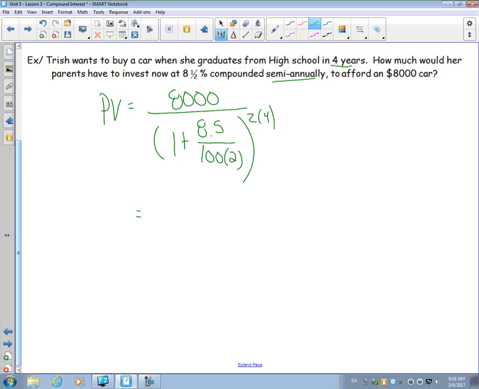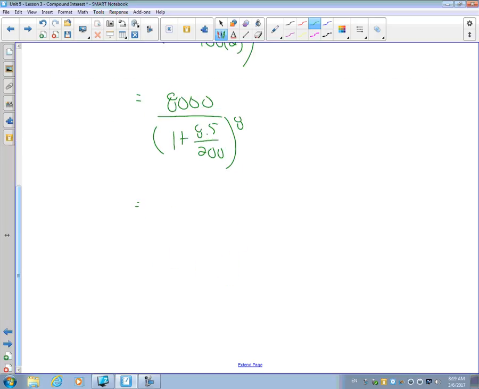Again, I'd probably simplify this, put in my calculator. So 8,000 over 1 plus 8.5 over 200 to the 8. Put it all in your calculator and you should end up with 5769.34. She's going to accumulate over $2,000 in interest over that period of time. That allows her to save a lot less now, but still end up with what she needs to. Kind of a handy thing about compound interest. You don't need nearly as much as you need in the end to start with.